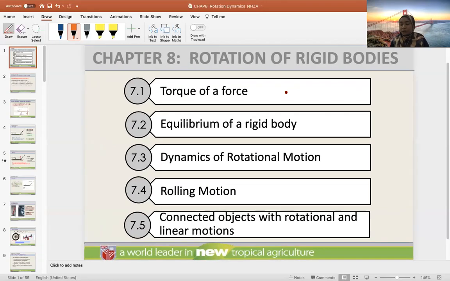Okay, good morning everyone. Good afternoon. So today we are doing chapter 8, rotation.